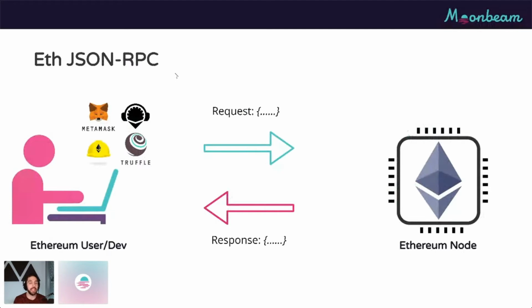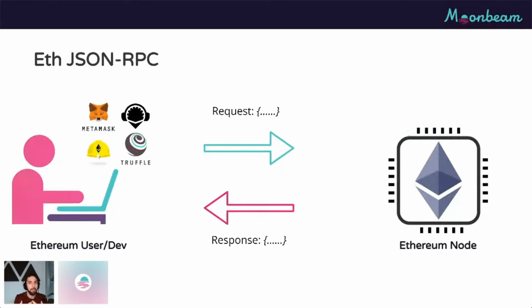So when you're an Ethereum user or developer, you're using tools such as Metamask, Truffle, Remix, Hardhat, the Web3 JavaScript library, Ethers.js, and all this. Those are wrapper functions, interfaces, or layers of abstraction that help you interact with an Ethereum node in a very easy way, right?